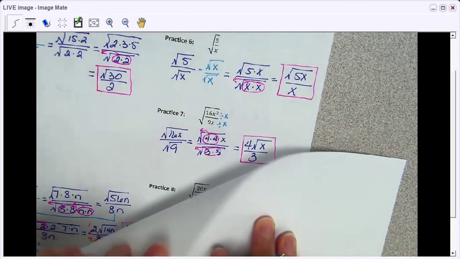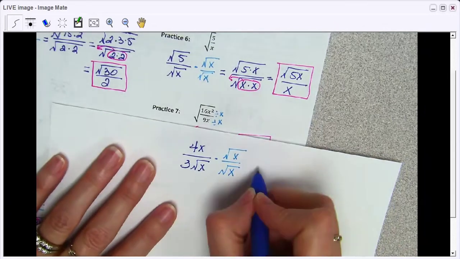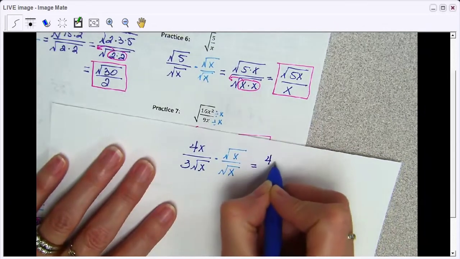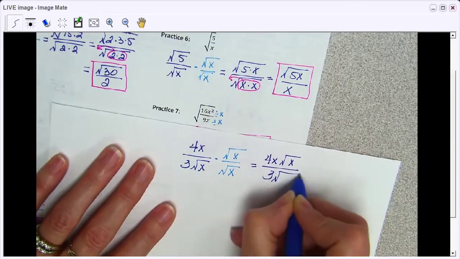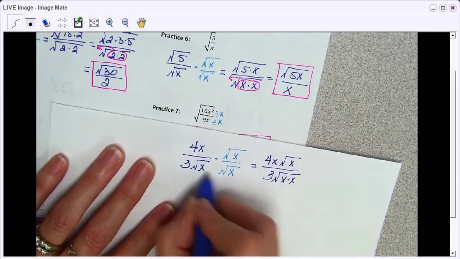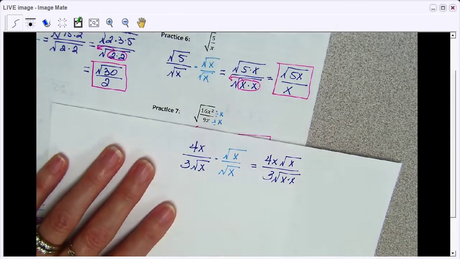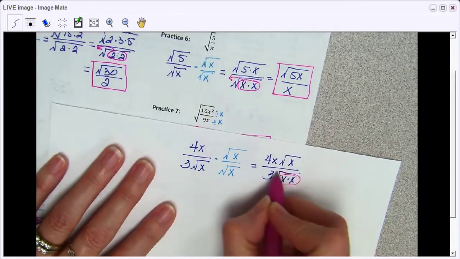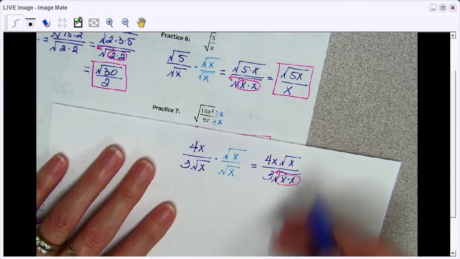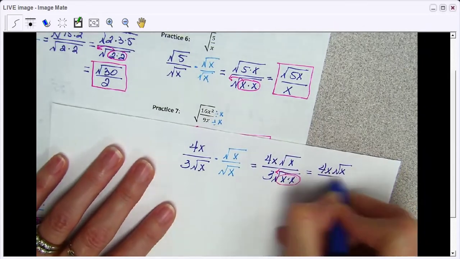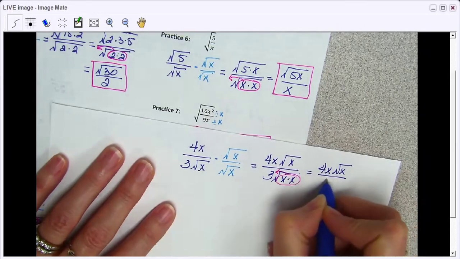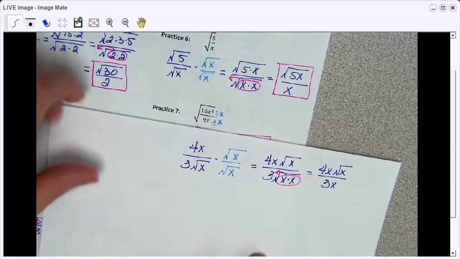And let's see, make sure. And so you would have ended up with 4x square root of x over 3 square root of x times x, because you have to multiply those together. And then you could group and pull those out, and you would end up with 4x square root of x over 3x. Did I miss that?